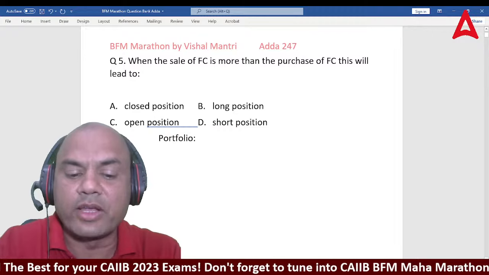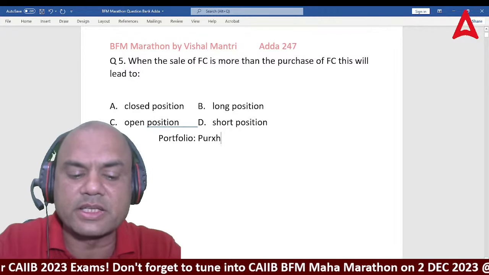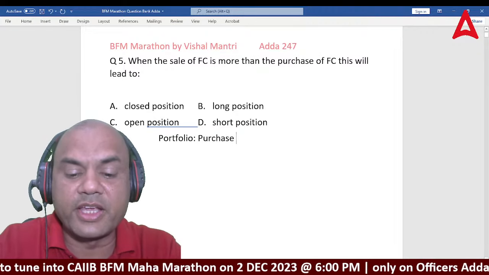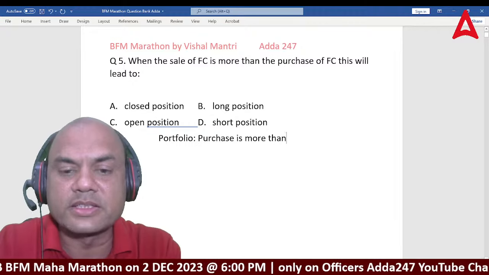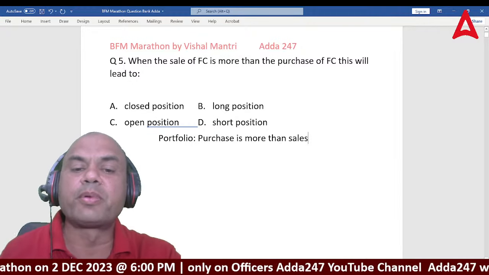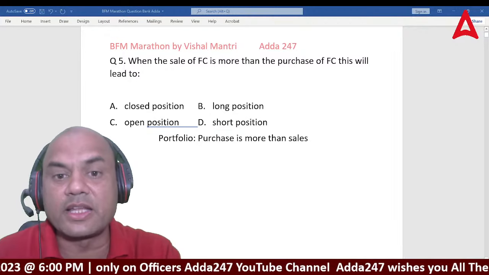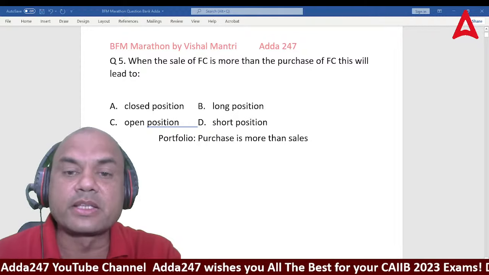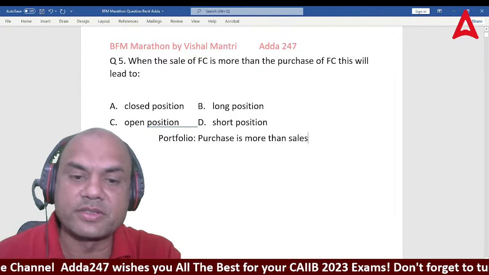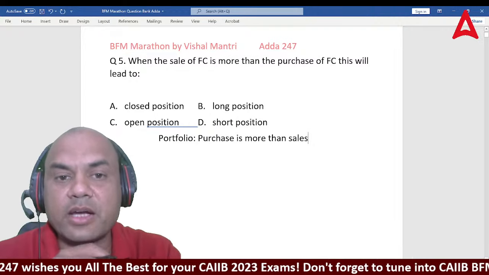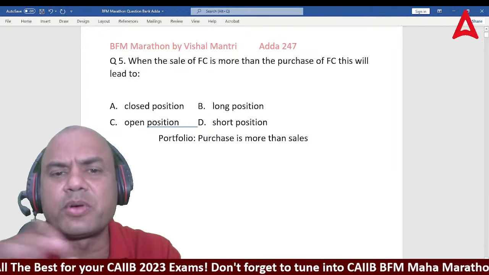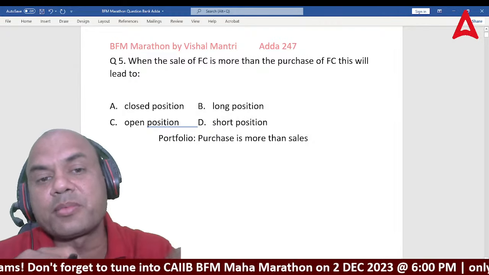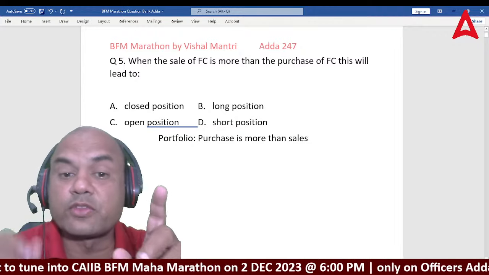From the portfolio angle, when my purchase is more than sales, it is called a long position. For example, I have purchased 100 bonds and sold, let's say, 70 bonds. My purchase is more, so it becomes a long position. Now this is for the portfolio.